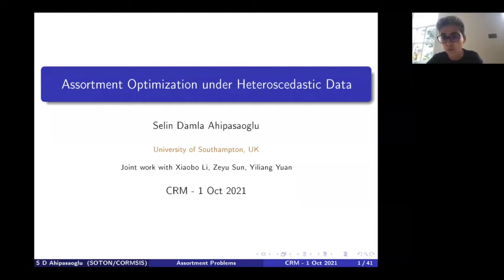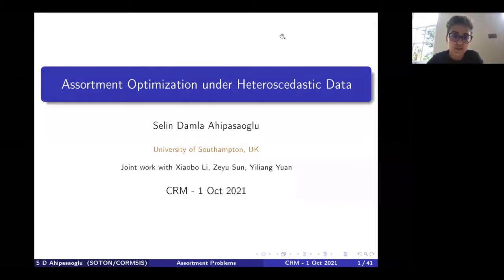So today I will be talking about assortment optimization, especially for data sets where we may observe heteroscedasticity. And you're going to see that this is related to DRO in the sense that we're going to be looking at some models where the distributions of certain utility functions are not fully defined.